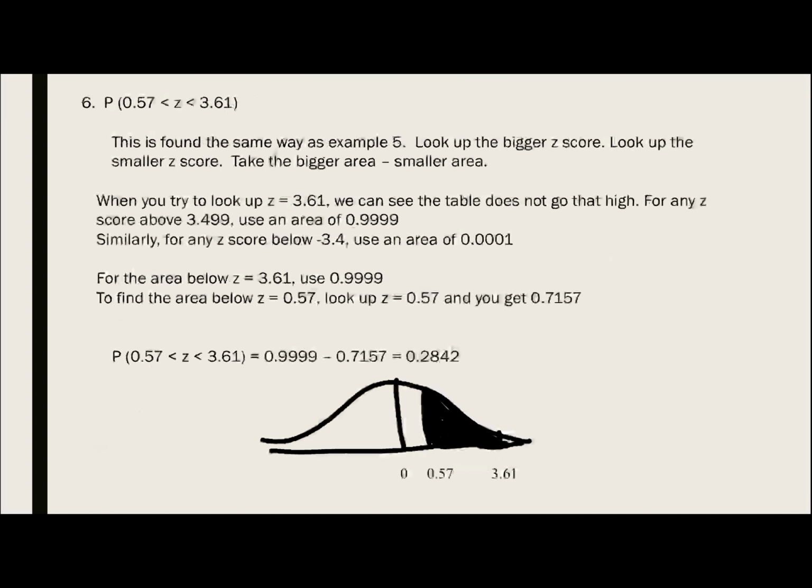Example 6. Find between. This is the same way as example 5. Look up the bigger z-score, look up the smaller z-score. Take the bigger area minus the smaller area.